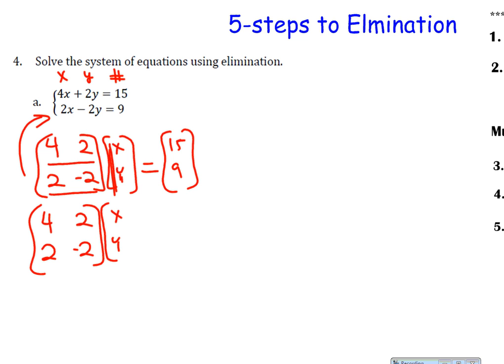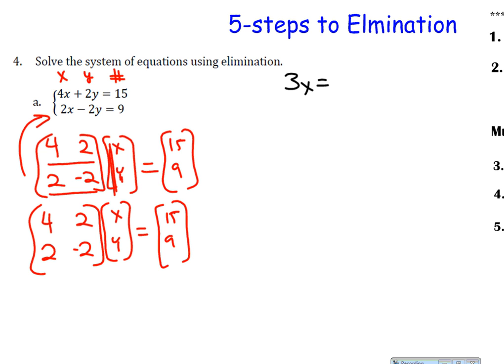All right, now don't worry about everything there is to know about matrices. I'm trying to show you a way that's going to get your calculator to do this. So here's my matrix setup: just the coefficients with the signs, x and y equals 15 over 9.